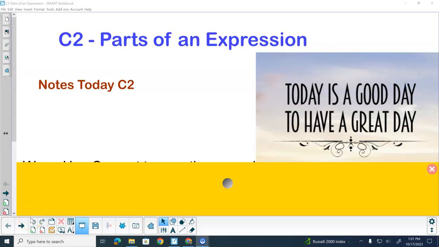All right, so you need your note packet out today, and that's pretty much it, other than a writing utensil. We'll be on C.2, which is in your note packet.